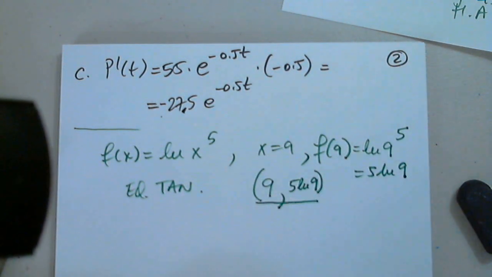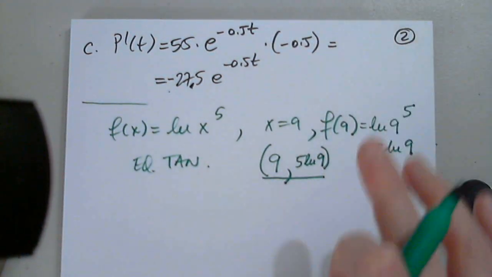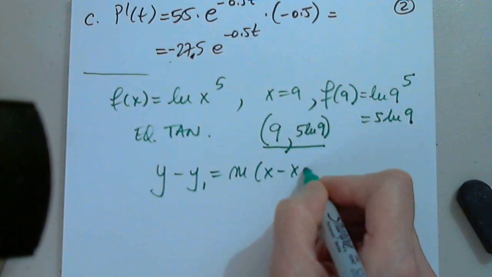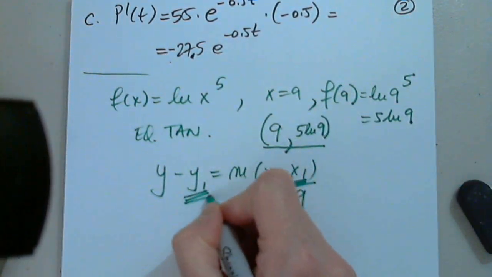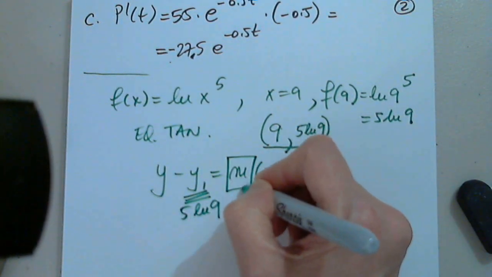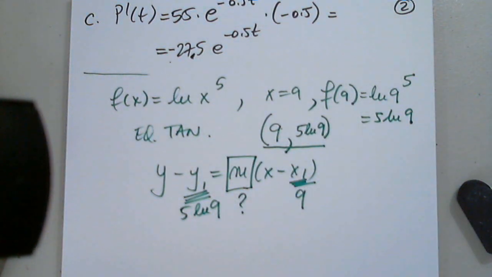So I have my point. Then I know that the equation, let me move this page away, will be y minus y1 equals the slope times x minus x1. My x1 is 9. The y1 is definitely 5 natural log 9. Once I get the slope, then I'm in business. But how do I get this piece? Can anyone help? What should I determine first?